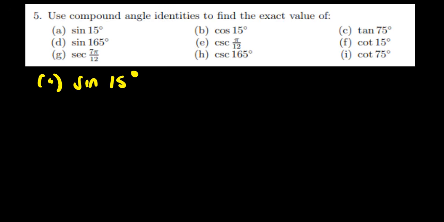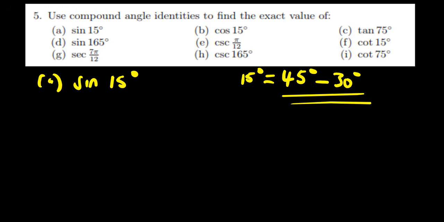Now you're not solving it the way we've been solving it previously. You're going to be using compound angle identities. Okay, so what are you going to do? You know that 15 degrees is not really a special angle that you can find. So 15 degrees is just the same as 45 degrees that you know minus 30 degrees. You know that this will give you a 15. Okay, so that's the one that we're going to get.